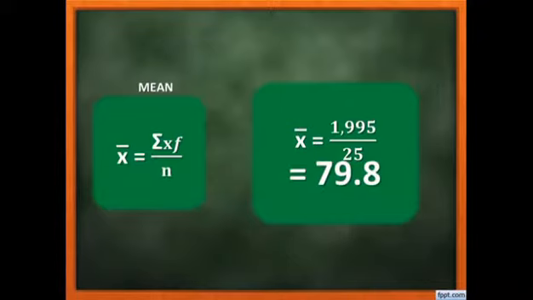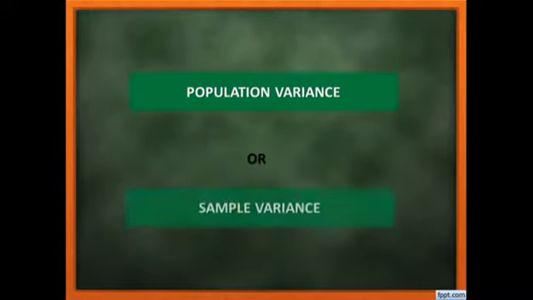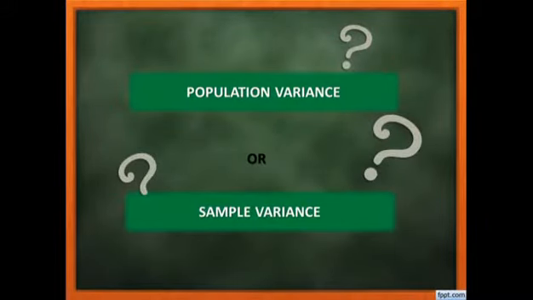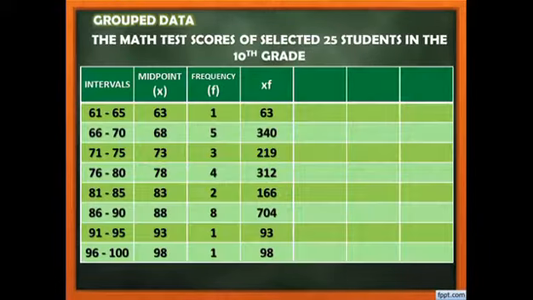After we get the mean, we can now proceed to getting the variance. Before that, what do you think should we use? Population variance or sample variance? The sample variance. Did you get it right? We will use the sample variance formula because the data only show the scores of the sample of 25 students in the 10th grade. Just like what we did on the example for the ungrouped data, we will add another 3 columns for deviation, squared deviation, and squared deviation times frequency on the table just to make it organized.